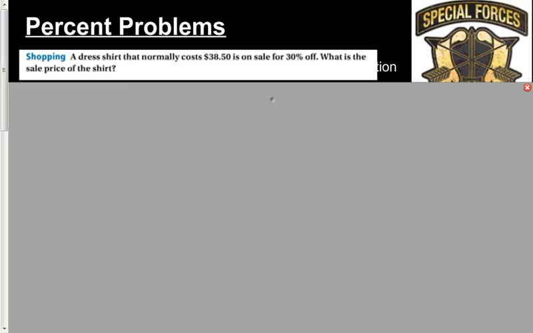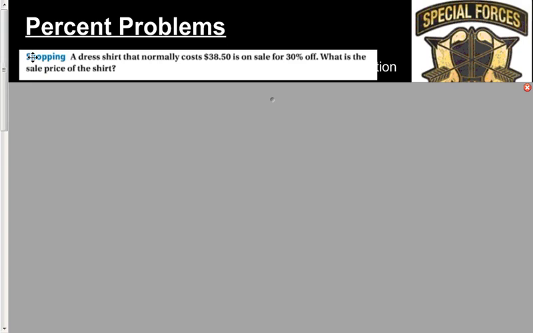So let's talk about percent problems real quick. This one says a dress shirt that normally costs $38.50 is on sale for 30% off. What's the sale price on this shirt? So we have to figure out what 30% off of 38.50 would be, and then we can subtract it from 38.50. So that's one way to do it.